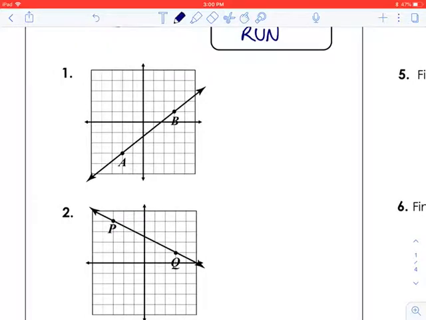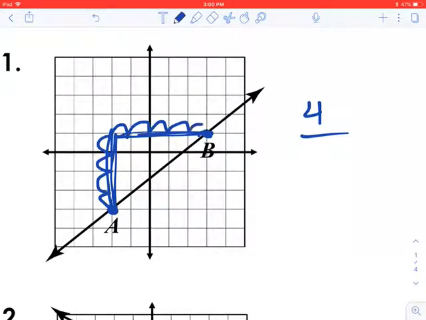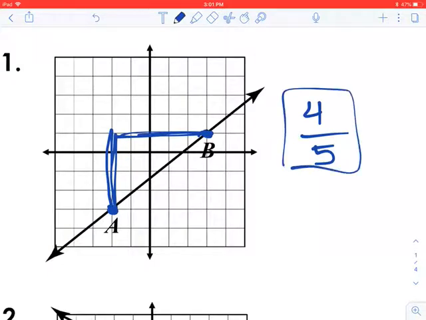So I'm just going to do these first two here. For the first one, how many up, how many over? So up 1, 2, 3, 4, over 1, 2, 3, 4, 5. Now, you don't have to use all those markings if you don't want. You can count them however you would like. But that's our rise over run. And it's positive because it's going up from left to right. And so that's my slope.